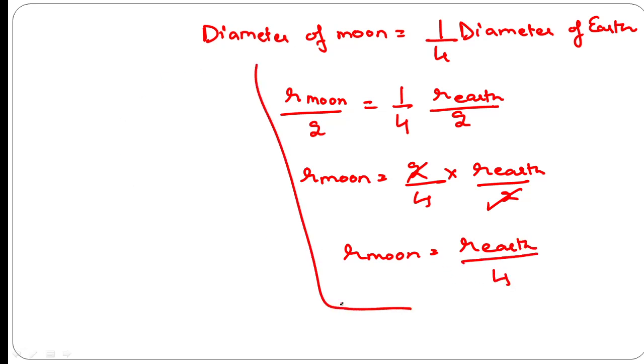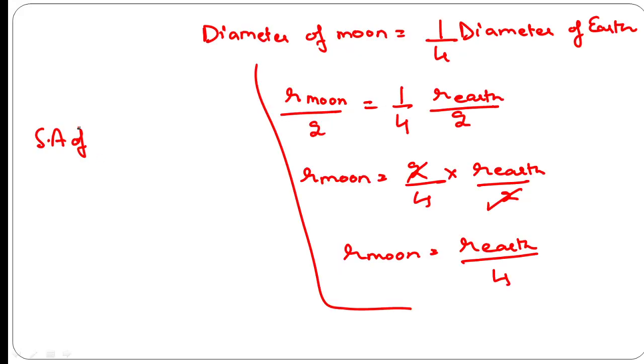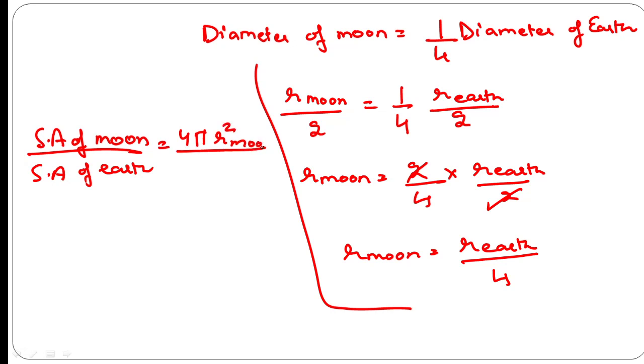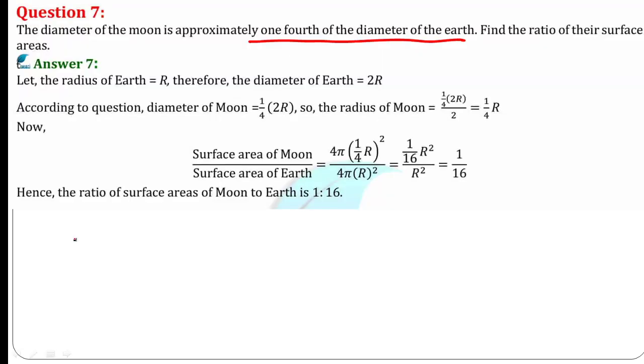So we have to calculate the ratio of their surface area. So here the surface area of moon divided by surface area of earth. So we will use 4 pi r square, so the radius of the moon, 4 pi r square, divided by 4 pi radius of earth square. So we know that the radius of the moon can be written as radius of earth divided by this 4.